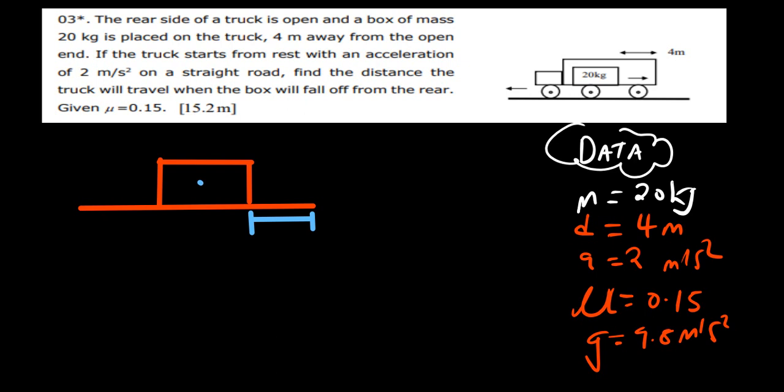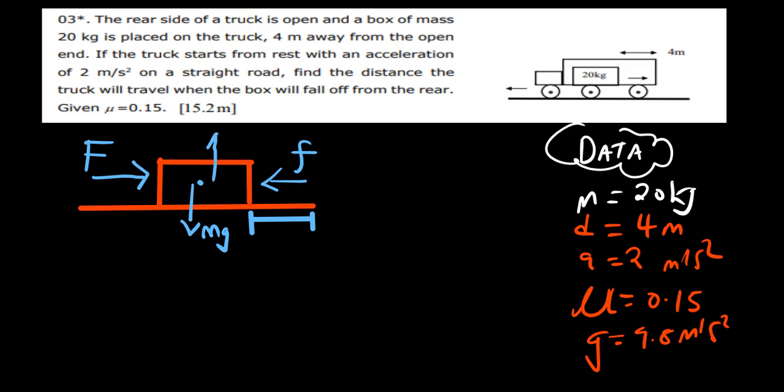Now that we've got this, what forces are going to be acting on this object? Because the truck is open, if it starts from rest with an acceleration on a straight road, we find the distance. There'll be a force pulling this object in this direction. Because the car is going in this direction, there'll be a force pulling it in the other direction, but we'll have a friction force pulling the object in that direction. So this is a friction force and this is a force. Then we have an mg here and you have a normal force.